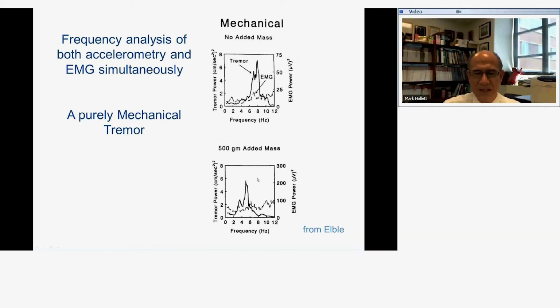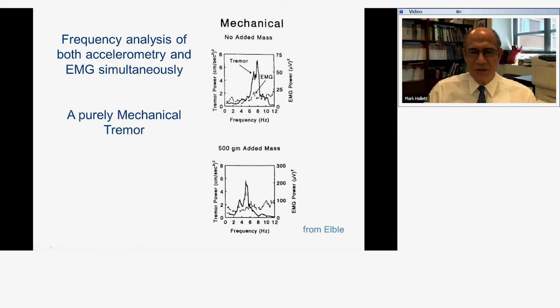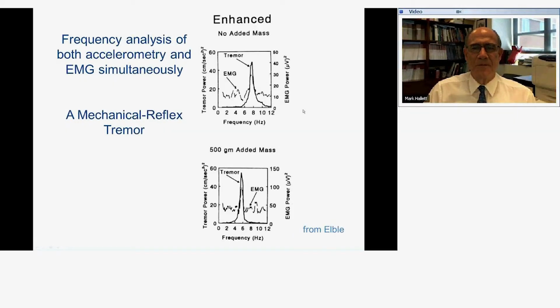You weight the limb, and the tremor frequency now goes down to be somewhere between 4 and 6. So this is a purely mechanical tremor. The EMG is not participating, and the tremor frequency goes down with the weighting.